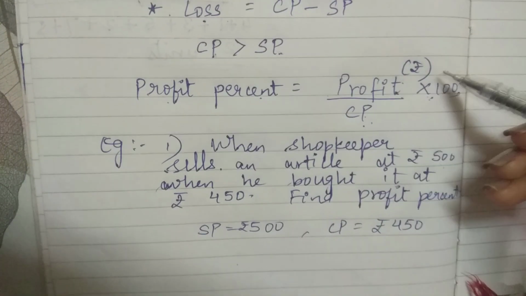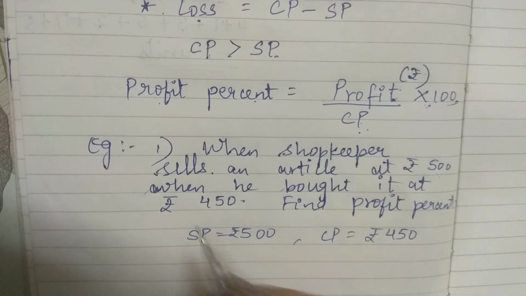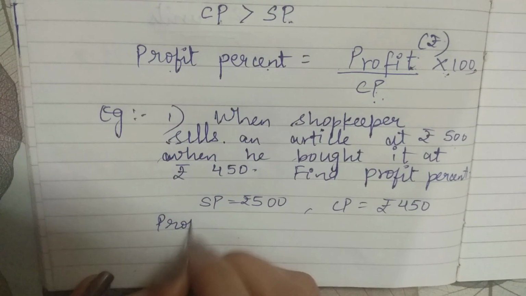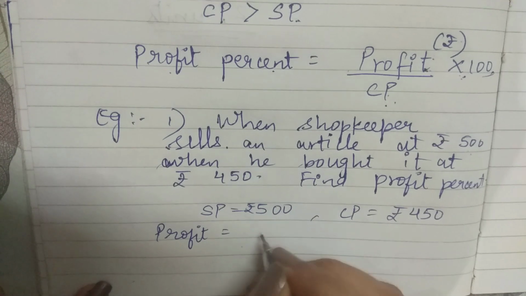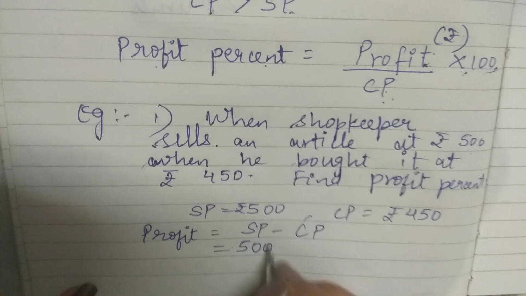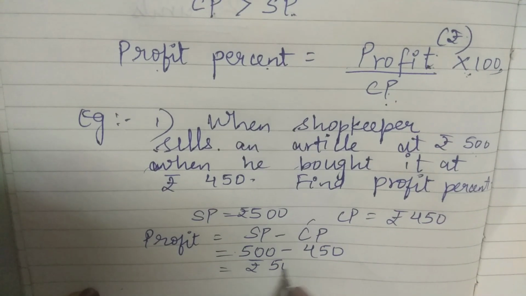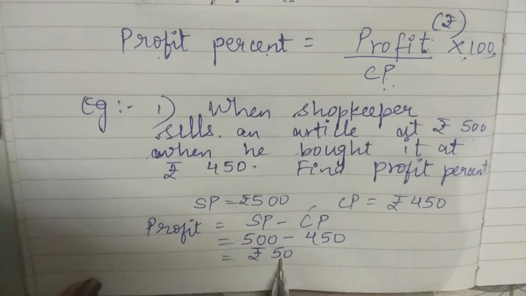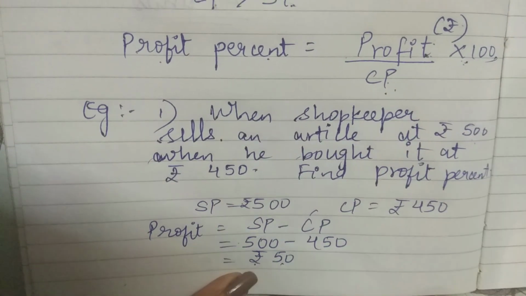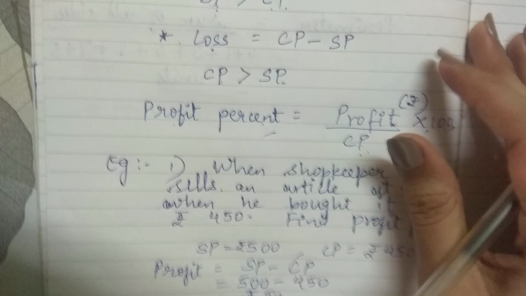As per the formula, first we need to find profit, that too in terms of rupees. So profit, we know the formula, that is selling price minus cost price. So 500 minus 450, that gives us 50 rupees profit. Now this is in rupees. We want in percent. So let's calculate the percentage.